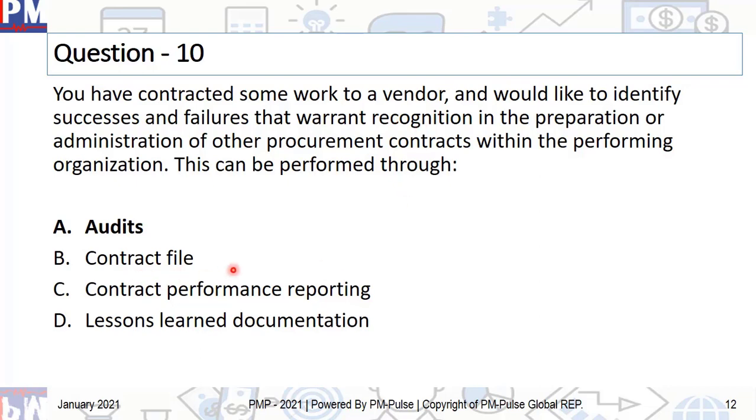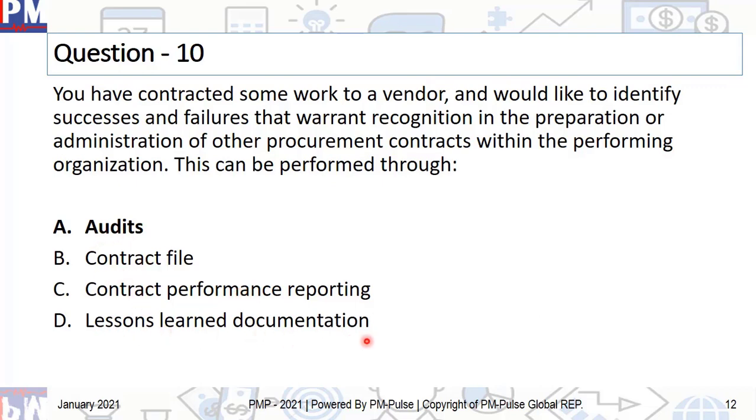Now, contract file is something that is a reference document. It does not help you understand whether some best practices have come out, some things did not work, or the effectiveness of the contract, whether people are in compliance or not, or the loopholes in the contract that will come out in audits, not in just the contract itself, right? So contract performance reporting simply means how the vendor is performing vis-a-vis the contract, but it does not help you analyze the contract. So this is very close, but the correct answer still is audits.